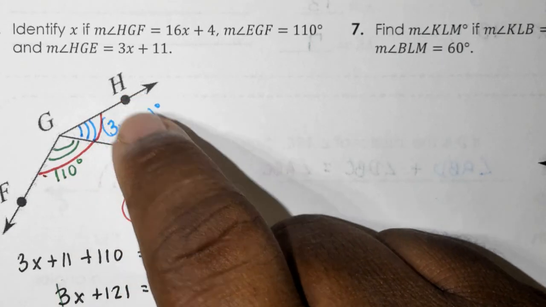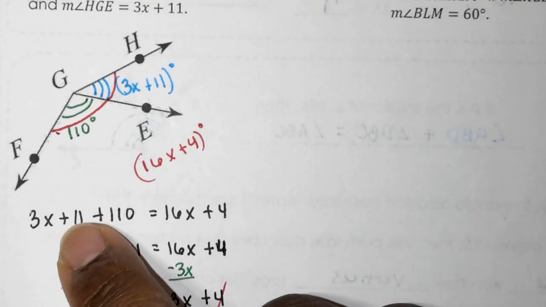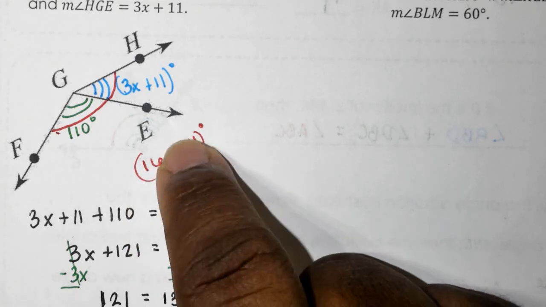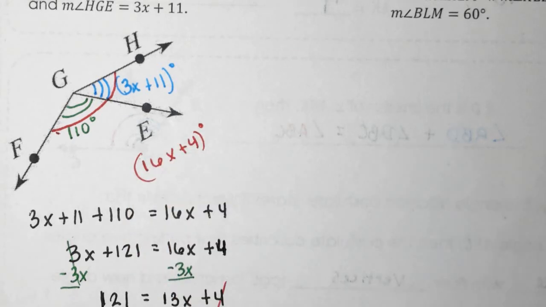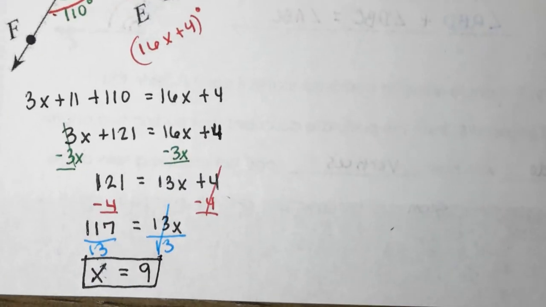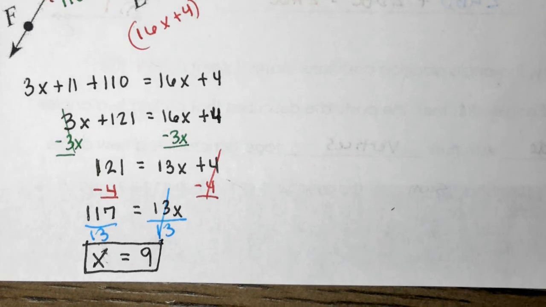Like, it should have went like this, and you should have wrote your equation this way: 3x plus 11 plus 110 equals 6x plus 4, because 6x plus 4 was the whole thing. And then you solve from there. Then from there I solved. I moved my term to one side, smaller term. I told y'all I always move my smaller term. Then after that, I just solved the two-step equation, which was easy. Got x equals 9.